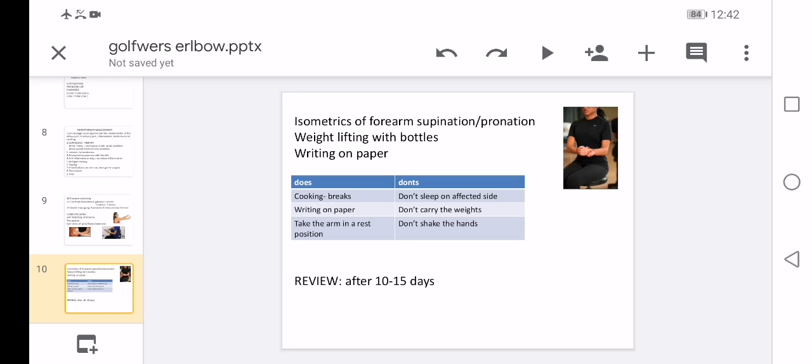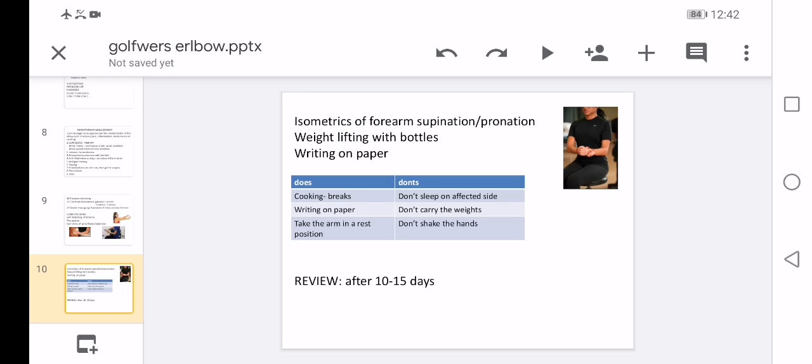And what are the do's and don'ts? Do's: you can do cooking, but take some little break in between. You should write on paper. Then keep the arm in a rest position. What are the don'ts? You should not sleep on your affected side, and you should not carry an overload. Just carry little weights, and don't shake the hands.